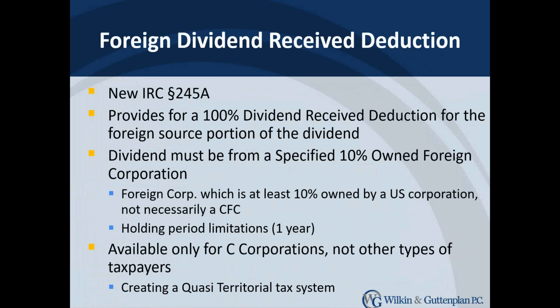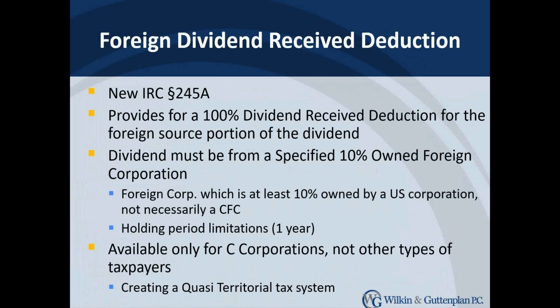And the subsidiary that pays the dividend, at least we have to have an ownership interest of at least 10% in the foreign corporation. So it doesn't necessarily have to be a CFC. I can be a U.S. corporation and own 10% of a corporation, which is 90% owned by other non-U.S. people. But my dividend will be subject to this dividend received deduction.